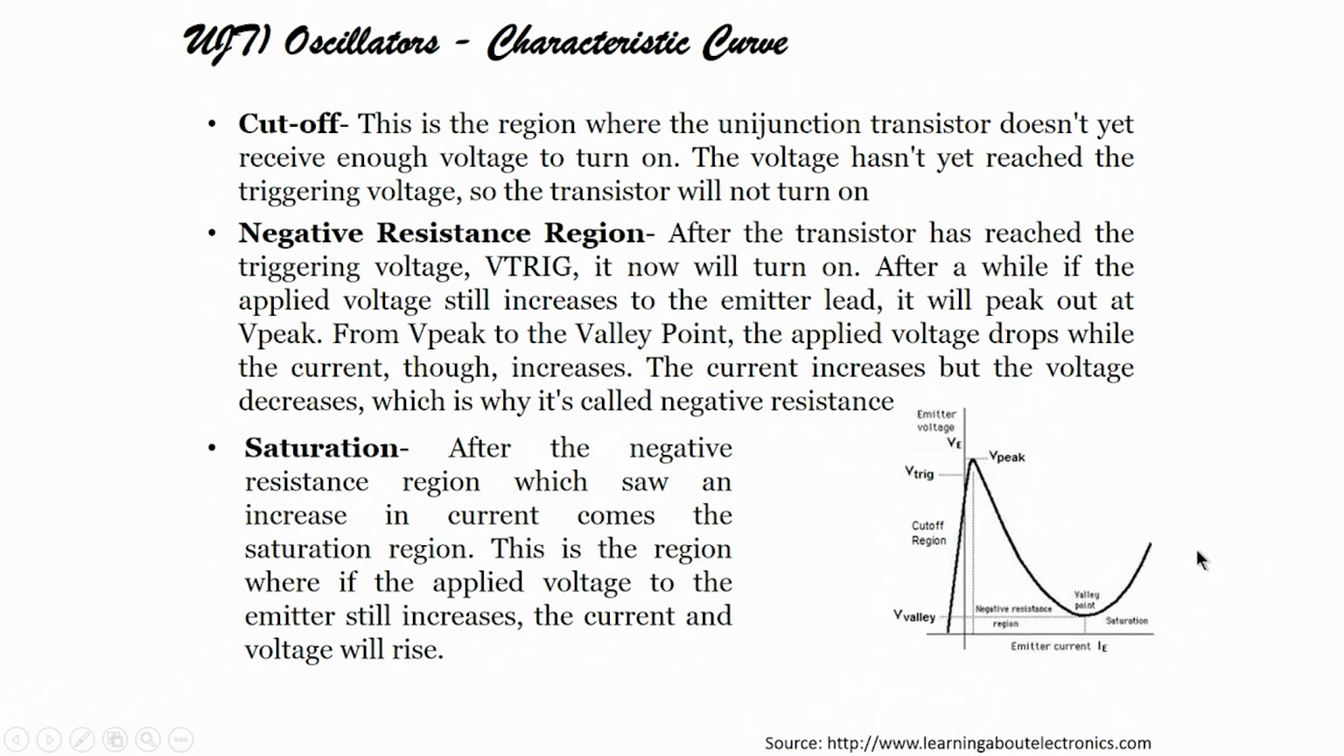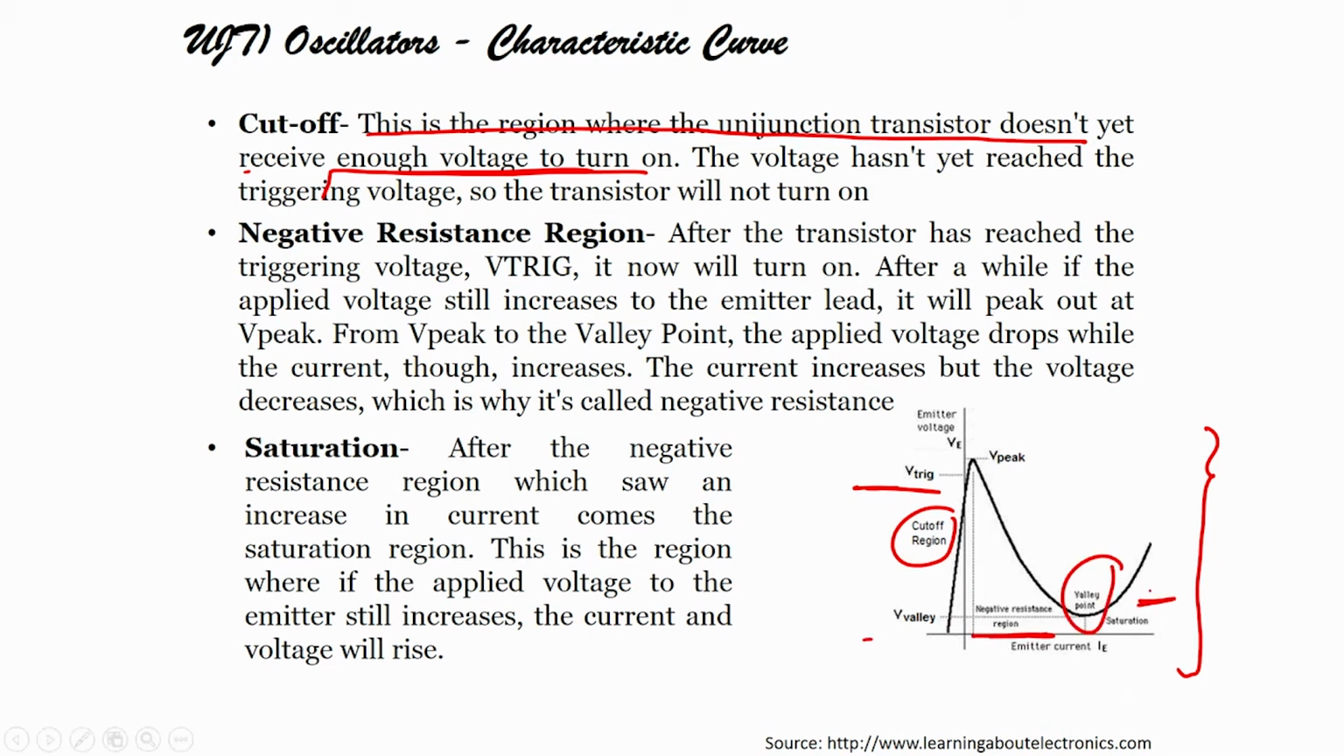Okay. Now, cutoff. What is cutoff? This is the region where the unijunction transistor does not yet receive enough voltage to turn on. You see here the emitter voltage versus emitter current graph, and you can see the trigger region, the highest peak of voltage, the cutoff region, the valley, the negative resistance region, the valley point, and the saturation region. All of this you need to understand. So go back and see in detail how the UJT works.